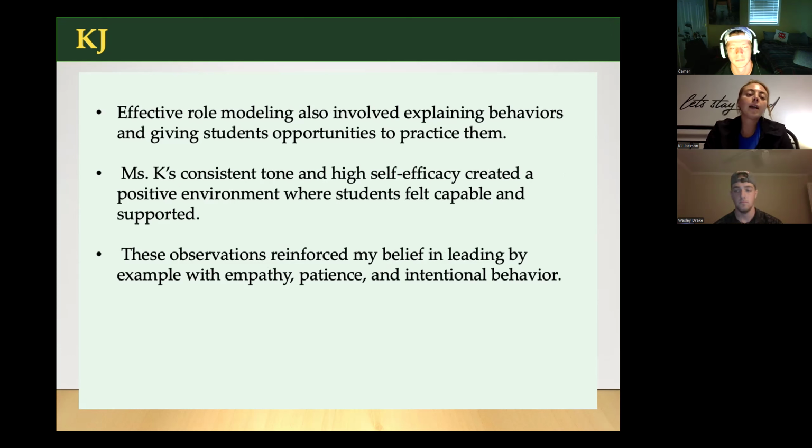During my observations in the classroom, I learned that effective role modeling also involved explaining behaviors and giving students opportunities to practice them. Once again, do and act and say how you want your students to do as well. Children are monkey see, monkey do. They see you going around acting crazy, they're going to think, oh, that's an adult acting crazy, so that's okay for us to do it. You have to remain how you want your classroom to respond as well.